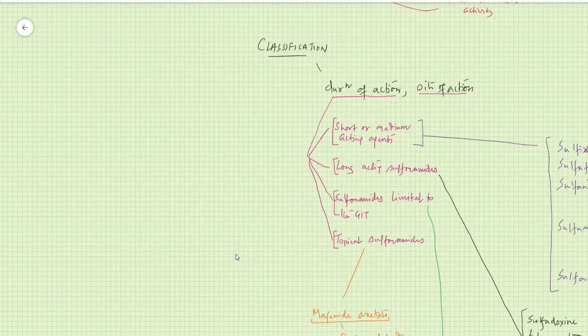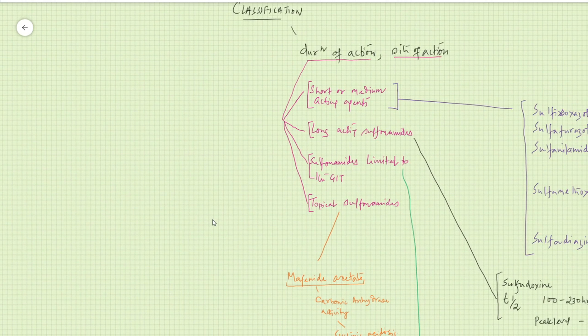So let's recap what we were discussing just now. We're looking at the classification of sulfonamides, and we said that they're classified based on the duration of action and the site of action. Based on the duration of action, sometimes the short acting and medium acting agents are classified together. The drugs are sulfisoxazole, sulfafurazole, and sulfanilamide. Sulfanilamide is the prototype sulfonamide.